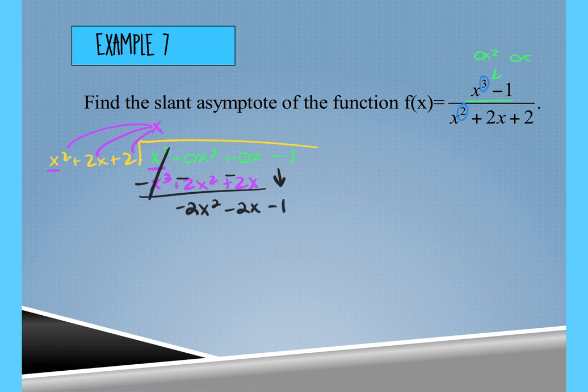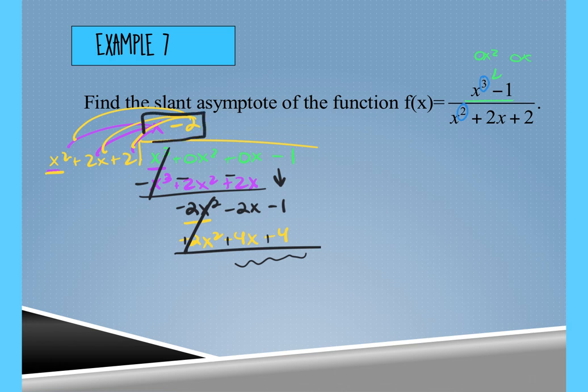What would I have to multiply x squared by to get to negative 2x squared? Negative 2. Multiply it times all three. Negative 2x squared. Negative 4x. Negative 4. Change your signs. Now, as long as that first one cancels out, I don't even need the rest of this because that's my remainder. And my quotient is already at the top for what I need. y equals x minus 2.